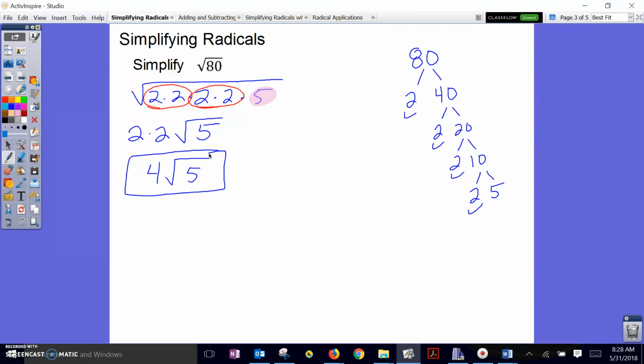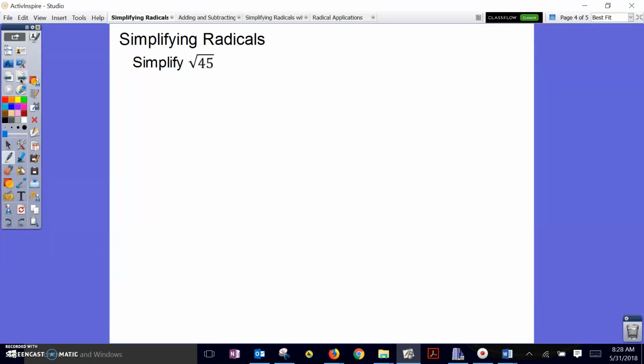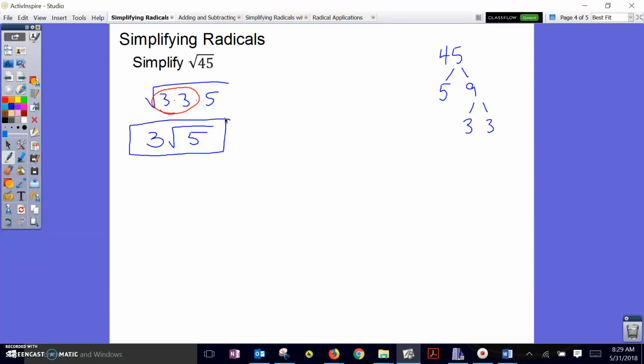All right, let's do another one. Simplify the square root of 45. So we're going to find the prime factorization of 45. 45 is 5 times 9. 9 is 3 times 3. And so this is the square root of 3 times 3 times 5. We look at this and identify: we've got one pair of 3's, so we bring a 3 out, leave the 5 in, and now in this problem there's nothing to multiply back together and recombine. We're already at our reduced radical form.